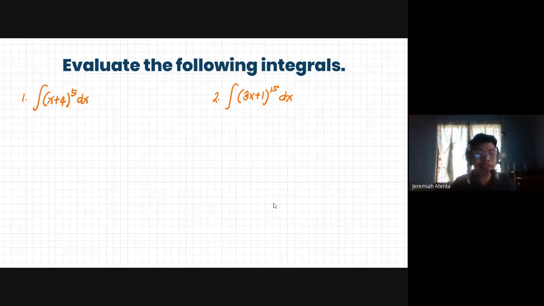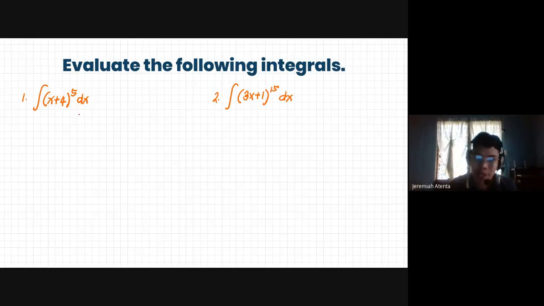Okay? So let's have number 1. Now we have here the integral of the quantity x plus 4 raised to the power of 5 dx. Okay, so in this case, if we can expand this one, so you will multiply x plus 4 5 times, okay? Then you will get the expansion. If that's the case, then you can apply the basic integration rules, right?